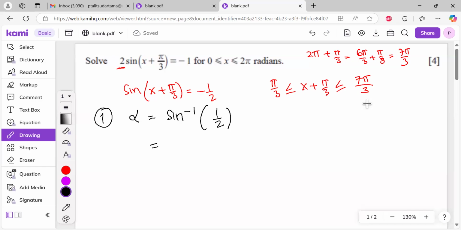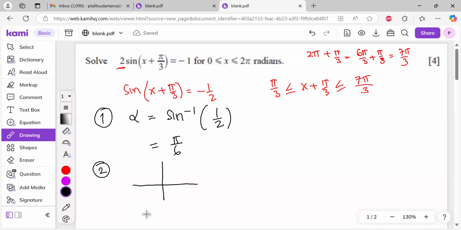And the answer should be pi over 6. Actually, this is a special rectangle, but in case you forget, you can still use a calculator to calculate. Okay, next step. Step number 2, we have to draw the quadrant. Drawing the quadrant will help you decide the positions of your answers.